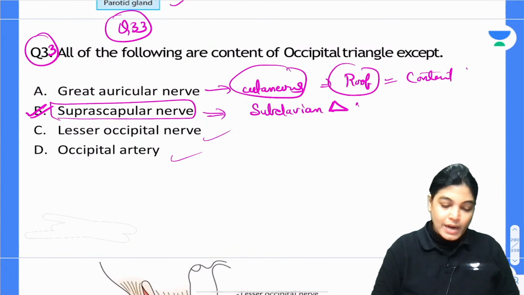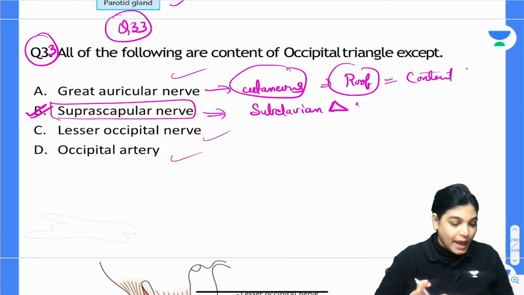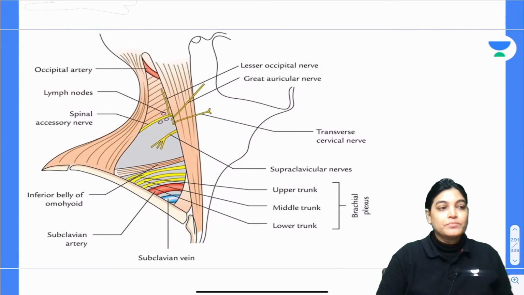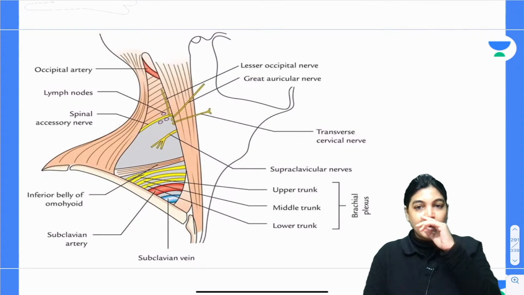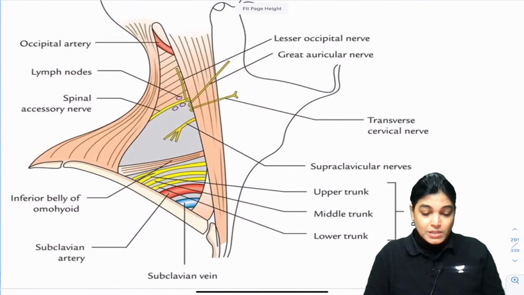Actually, and all other are the contents of the occipital triangle. So, for understanding this, I would like to show you a diagram which will help you to understand. When we are talking about the posterior triangle of the neck, it is divided into an upper triangular space and a lower triangular space. So, let me just highlight this diagram.